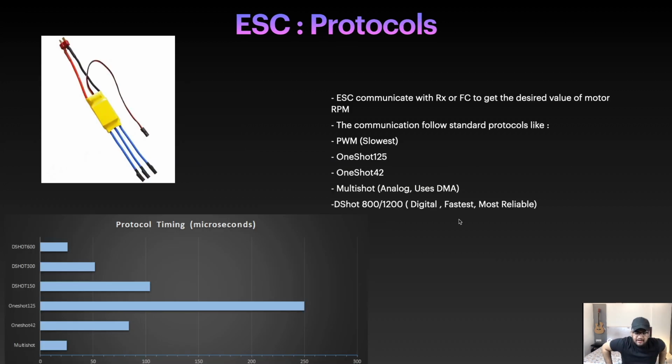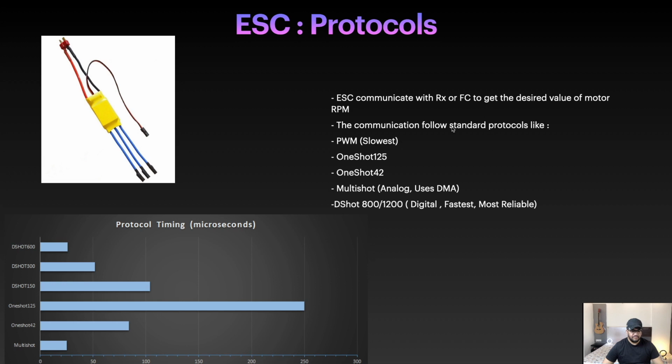Okay, so moving ahead, as I mentioned, the function of the ESC is to control the motor speed, and how much RPM the ESC wants to rotate the motor at depends on the signal coming from the flight controller. So there needs to be a protocol that is understood by both the flight controller and your ESC. The ESC communicates with your receiver or flight controller to get the desired value of motor RPM, and the receiver or flight controller tells the ESC how much RPM to rotate the motor at.